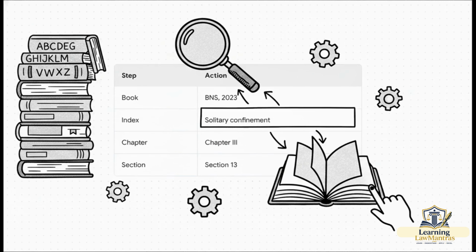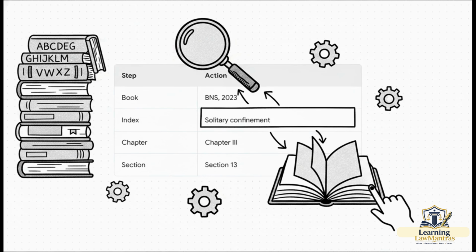Okay, let's follow the steps. Grab that BNS book from your perfectly alphabetized row. Now, don't look at the front table of contents. Flip straight to the back index and search for the keyword solitary confinement. That specific keyword points you directly to Chapter 3, Sections 12 and 13. Notice what you didn't do there?